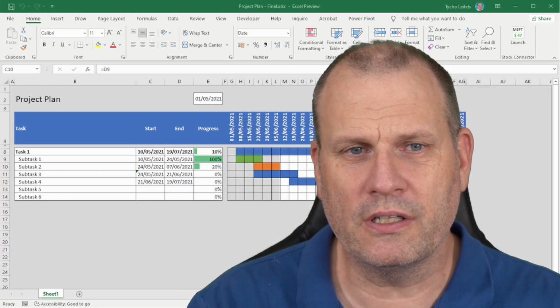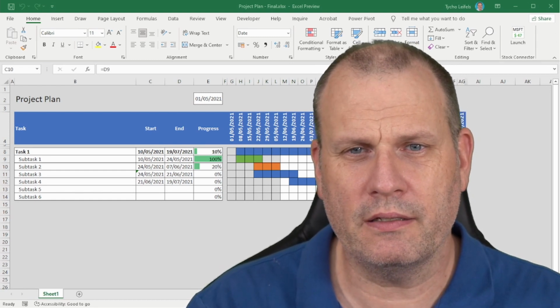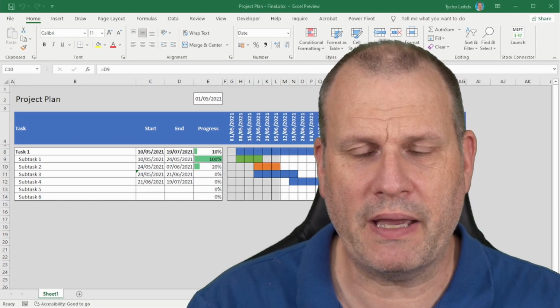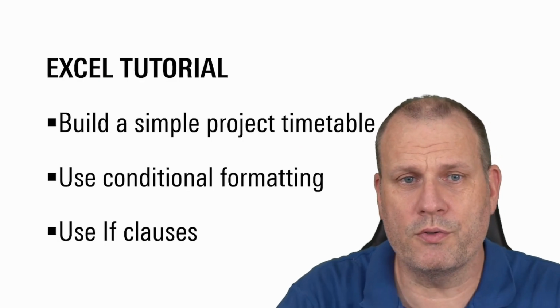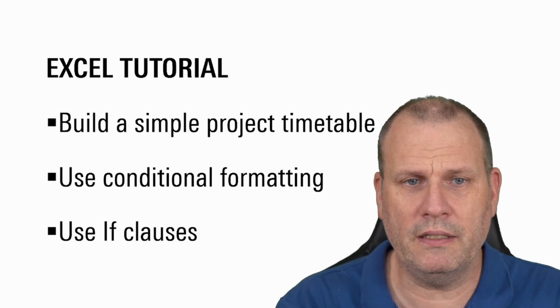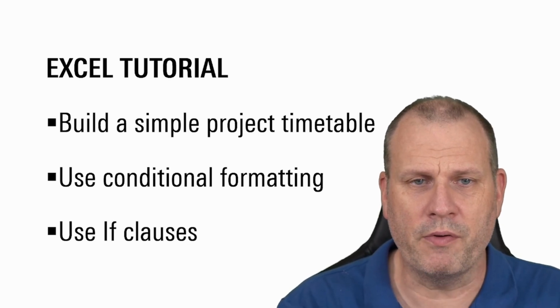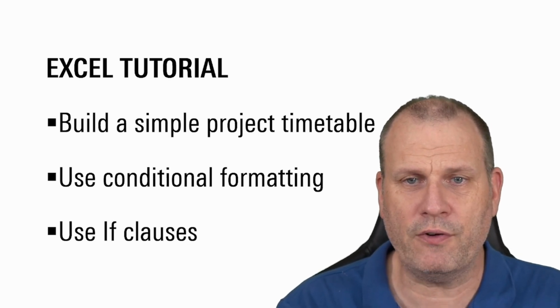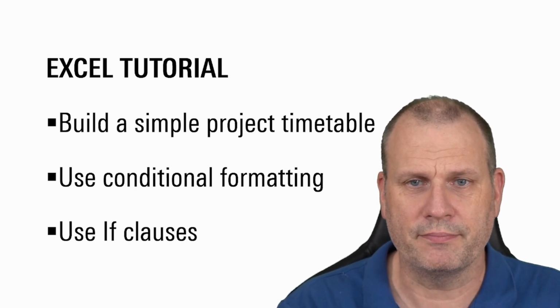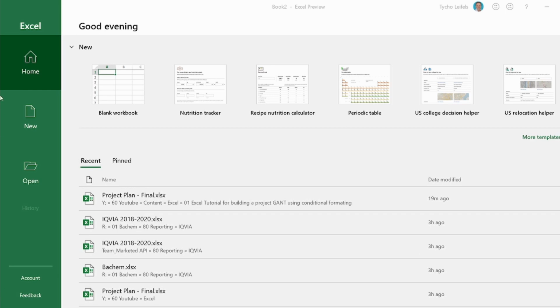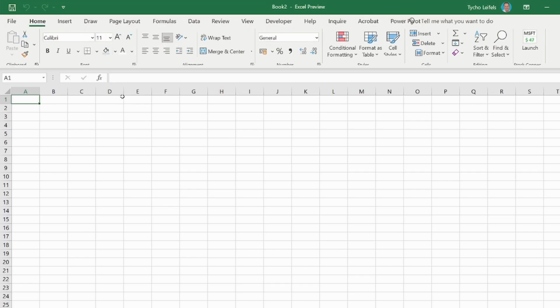In this tutorial, we will build a project plan like the one you can see in the background. For doing so, we will use conditional formatting and we will extensively use the if clause to determine what comes into certain cells. So let's start with a blank workbook.